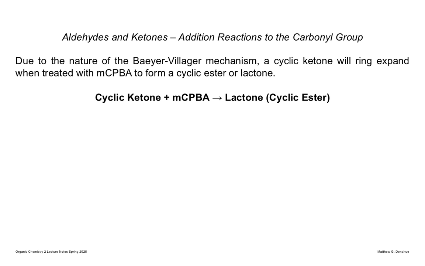So what if we consider, I'm going to draw this kind of crappily, a cyclic ketone plus MCPBA. And so what that's going to do is it's forming an ester because now we're at oxidation state 3, so that's an ester. But it's a cyclic ester, and those are called lactones.